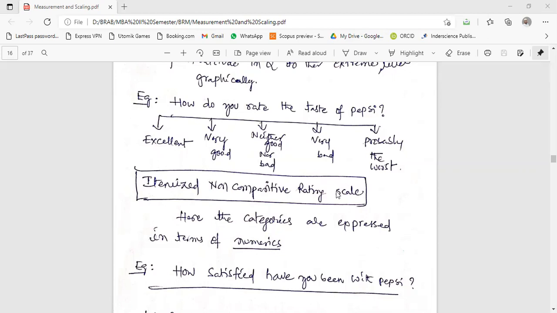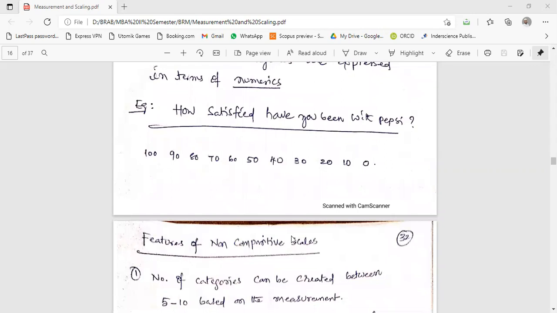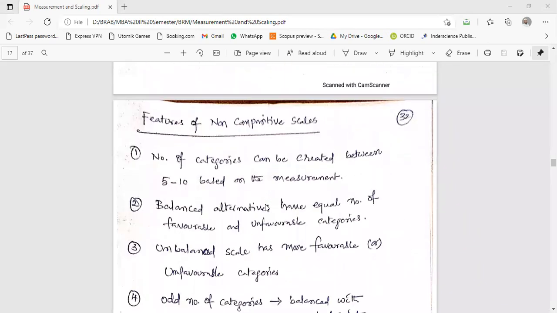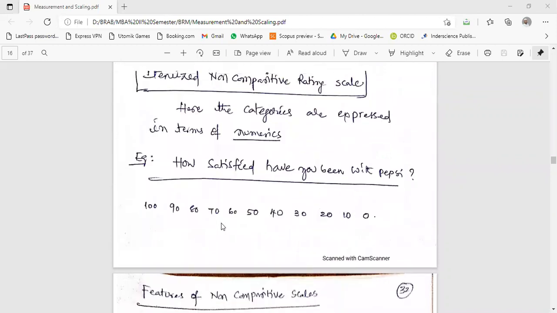You have to give balanced opinion, balanced positive opinion and balanced negative opinion also. If positive opinions are high and negative opinions you are not putting in the scale, then the scale is defective. It should not be like that. So the alternatives should have an equal number of favorable and unfavorable categories.